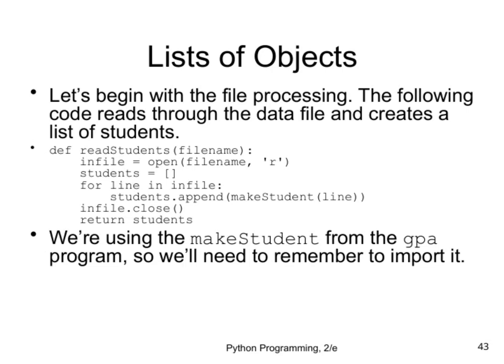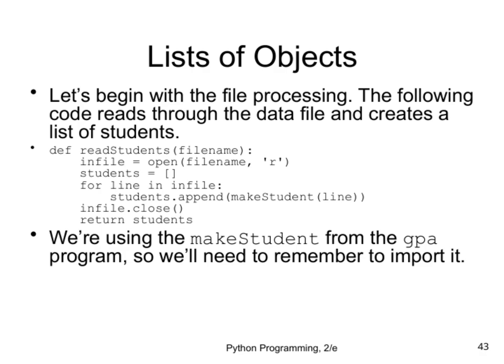The following code reads through the data file and creates a list of students. First, we define a function called readStudents that takes a file name as its parameter. Inside the function, we open the file in read mode and assign it to the variable info. Then, we initialize an empty list called students. As we loop through each line in the file, we use the makeStudent function to convert each line into a student object, which we then append to our students list. After processing all lines, we close the file to free up resources. Finally, we return the list of students.